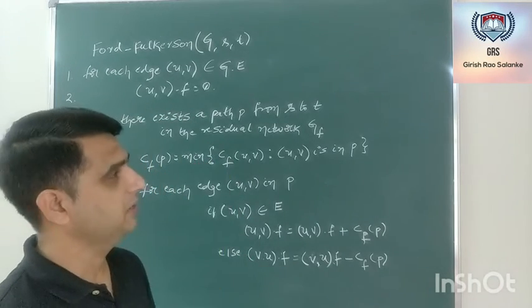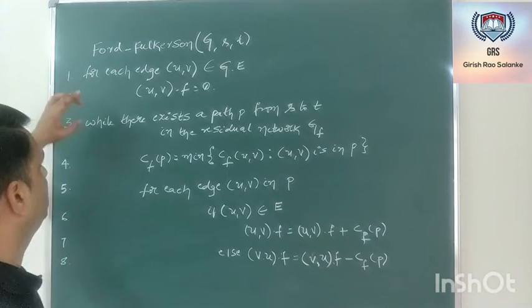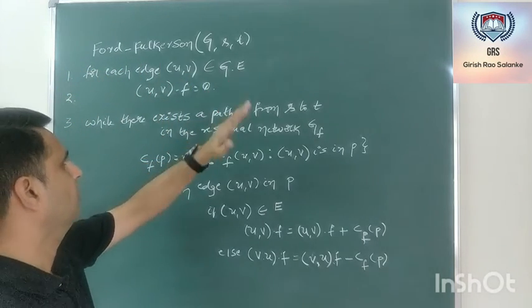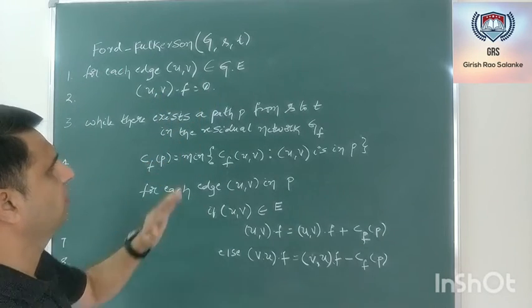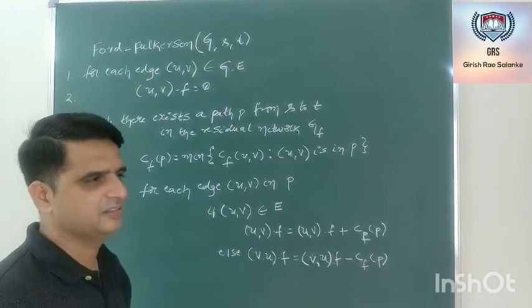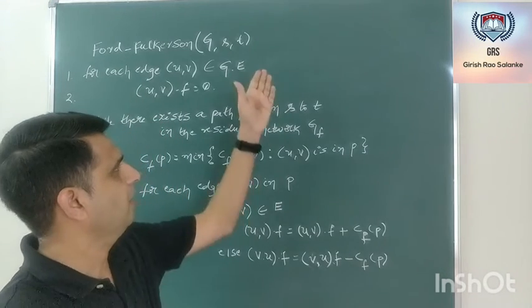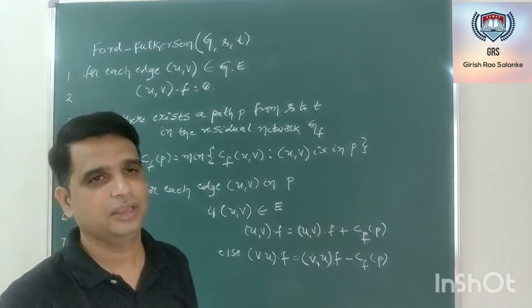Now coming to the time complexity of the Ford Fulkerson algorithm. The first step here, for each edge UV which belongs to E, UV.F is equal to 0. This takes constant time per edge. It depends upon the number of edges. Rather than saying constant time, I call it order of E, depending upon all the edges.